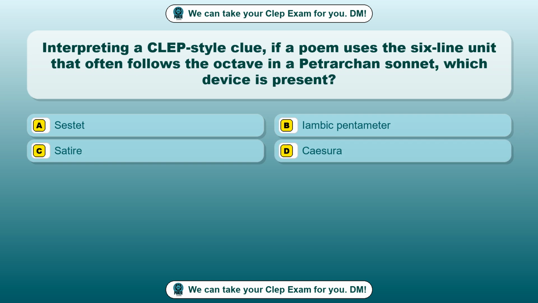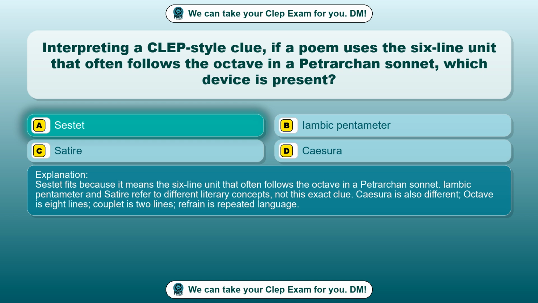Question 63. Interpreting a CLEP-style clue: if a poem uses the 6-line unit that often follows the octave in a Petrarchan sonnet, which device is present? Option A, sestet. Option B, iambic pentameter. Option C, satire. Option D, caesura. The correct answer is option A, sestet.